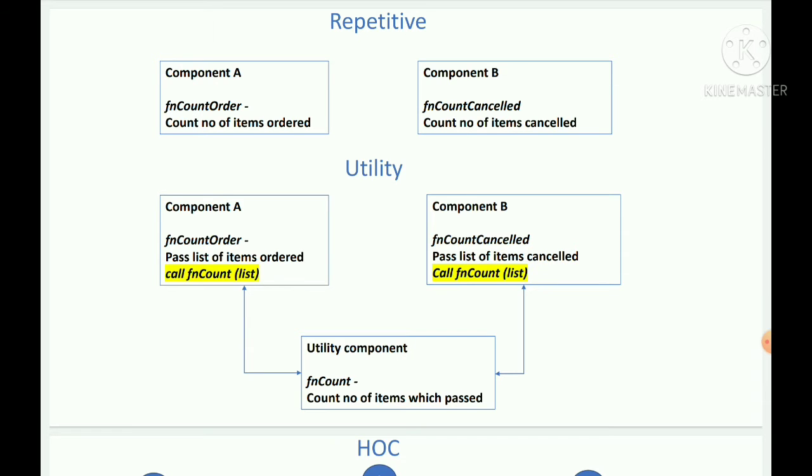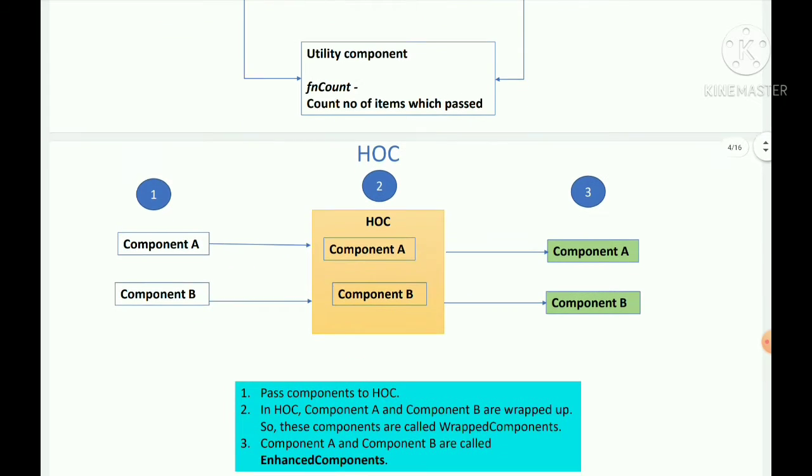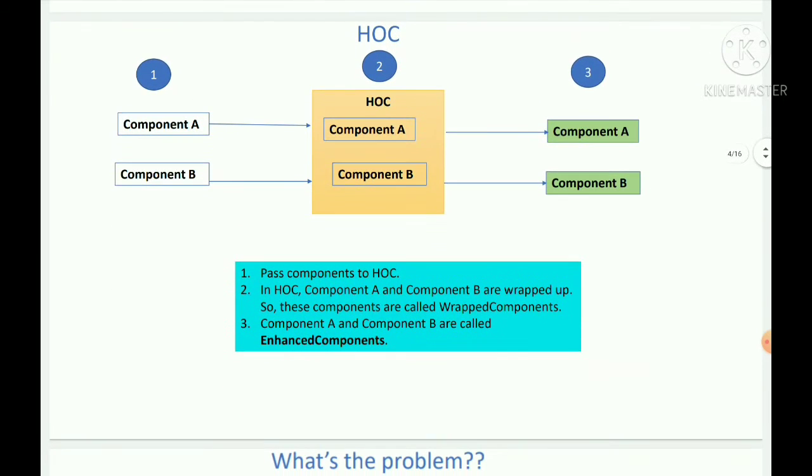But with a higher order component we don't pass the list; we directly pass the function or method, and it returns the updated method or function. You can achieve a higher order component implementation in just three easy steps. First, you pass the component. For example, I am passing component A into the higher order component. Then the higher order component does the logic, like iteration or whatever we want, that we write in the code.